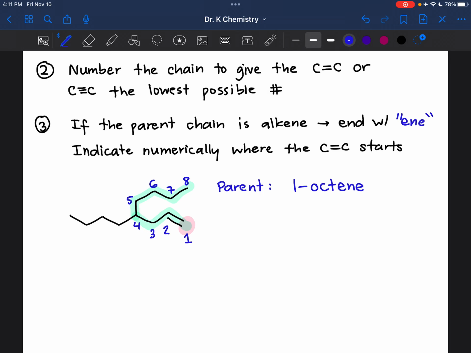And while we're at it, let's go ahead and name that substituent. So I see that there is a branch coming off of carbon 4, and it is 1, 2, 3, 4 carbons long, and they are connected all to each other in kind of a straight chain pattern. So this would be 4-butyl. Once you have that, it's really the same system that we've been using. We list the substituent first, and then the parent name. So the full name would be 4-butyl-1-octene. And that's the name of our molecule.